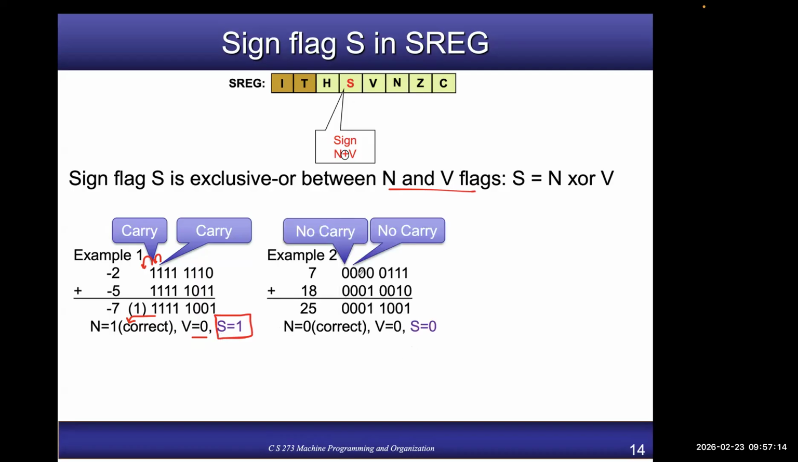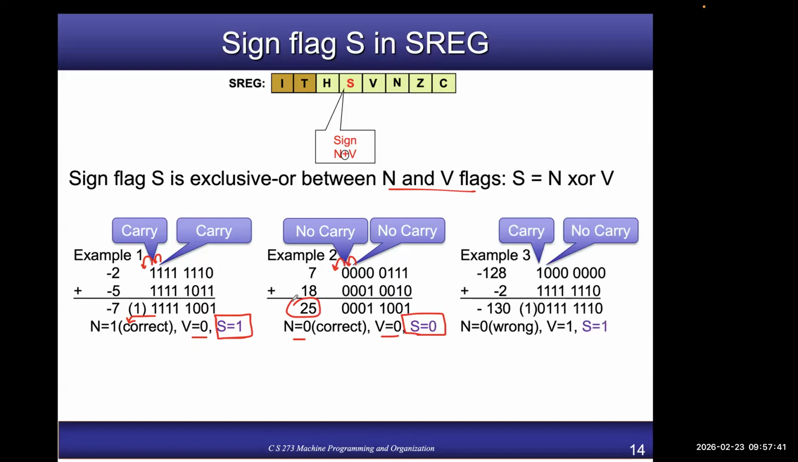Here is another example. So there is no carry out from D6 to D7 and there is no carry out from D7. So both conditions are false. So V is equal to 0. So N is equal to 0 and S is equal to 0. So S always gives you the correct information. So it is telling us that the result is positive and it should be because we are adding 7 and 18, which are both positive and they result in 25. Okay. Remember, all this discussion is in context of signed numbers.